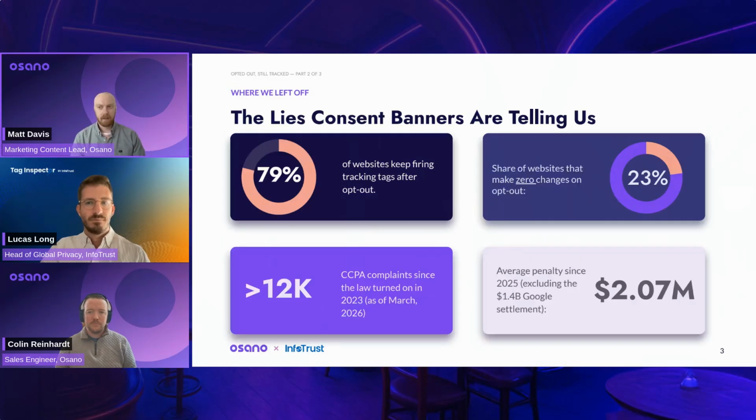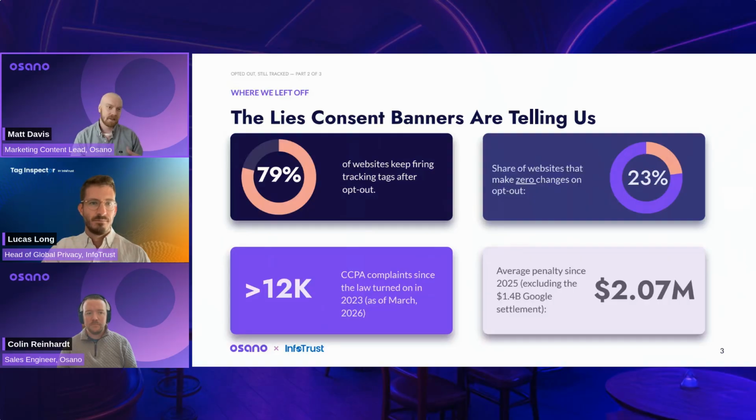So last session, if you weren't able to join us or you need a quick refresher, we covered these two research reports that the Osano and InfoTrust team have respectively put together that spell out the scope of consent management problems on websites. InfoTrust found that about 79%, 4 out of 5 websites, continue to fire tracking tags after opt-out, which is not great, but it's a difficult problem to solve. And most of these organizations are doing their best. About 1 in 4 websites are making 0 changes after an opt-out.